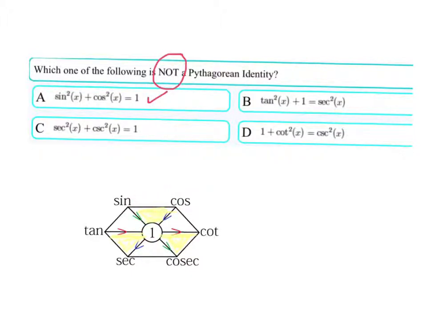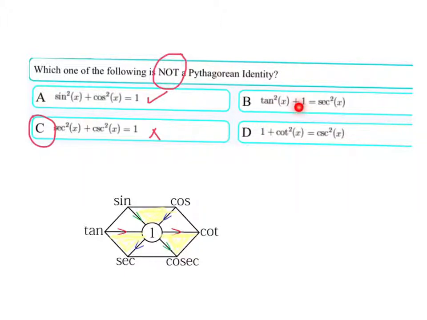Next one. Secant squared plus cosecant squared equals 1. Well, that is a triangle, but it's not a shaded triangle. So that is not Pythagorean. I think we found our answer here. Let's look at the rest of them just to be sure.